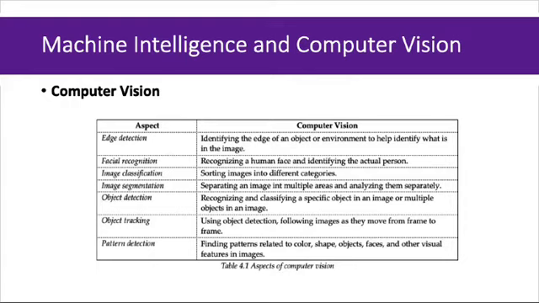Object detection concerns recognizing and classifying a specific object in an image or multiple objects in an image. Object tracking concerns using object detection, following images as they move from frame to frame. And pattern detection really looks at finding patterns related to color, shape, objects, faces, and other visual features in images.